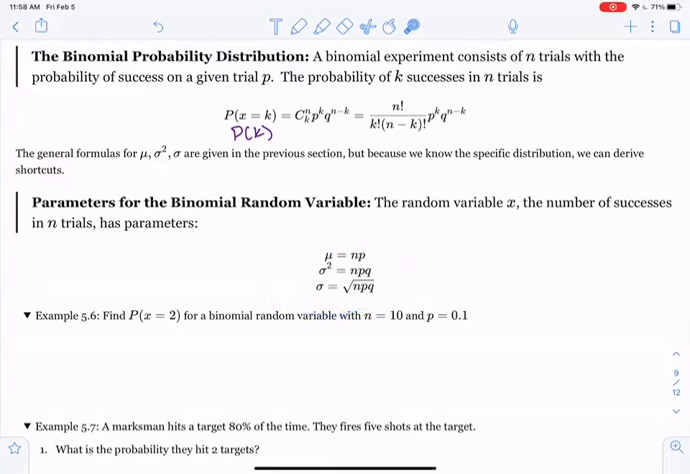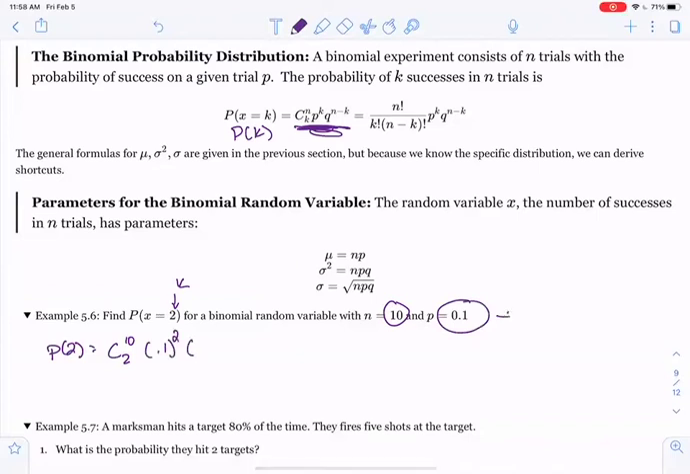So for example, 5.6, we want to find P of 2 for a binomial random variable with n equals 10 and p equals 0.1, right? Again, all this is asking to find is P of 2. And so looking at our example all the way up here, it's going to be 10 choose 2, right? 10 is my n. In this case, 2 is going to be k. P, I know, is 0.1. So it's 0.1 to the k, in this case 2.